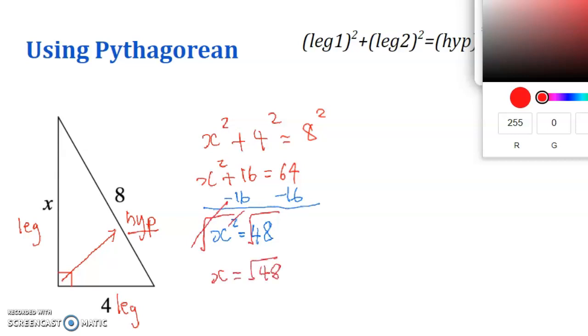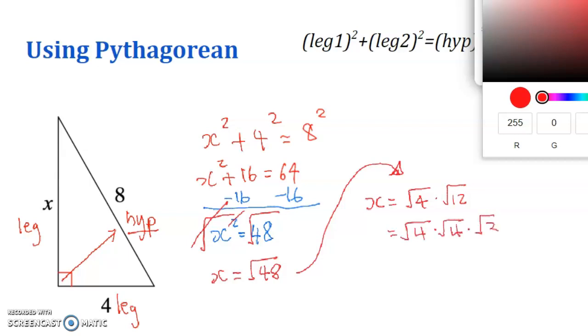And now we want to see, can we simplify this further? Square root of 48. I know that it is divisible by 4 times 12, and 12 is further divisible by 4 times 3. So that means I have 2 times 2 times root 3, because the square root of 4 is 2. So 2 times 2 is 4, root 3. So the final answer is 4 root 3, and again, this is my exact answer.